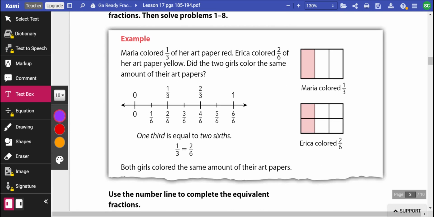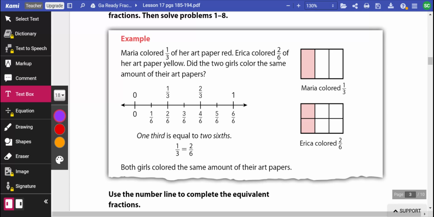So for our example, it says Maria colored 1/3 of her art paper red. So here's 1/3 of her art paper. Erica colored 2/6 of her art paper yellow. Did the two girls color the same amount of their art papers? Well, if we look at the model here, we can see that 1/3 and 2/6 do cover the same amount.